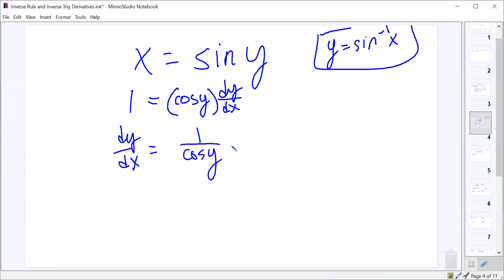And this is not such a great answer because our original equation was all in terms of x, right? y equals inverse sine of x. So we'd like to figure out a way to turn this into something that is all in terms of x. So take a second and think about that.